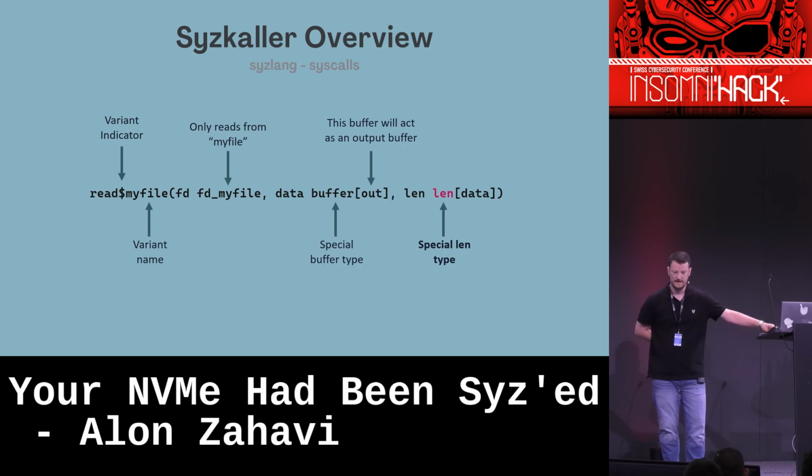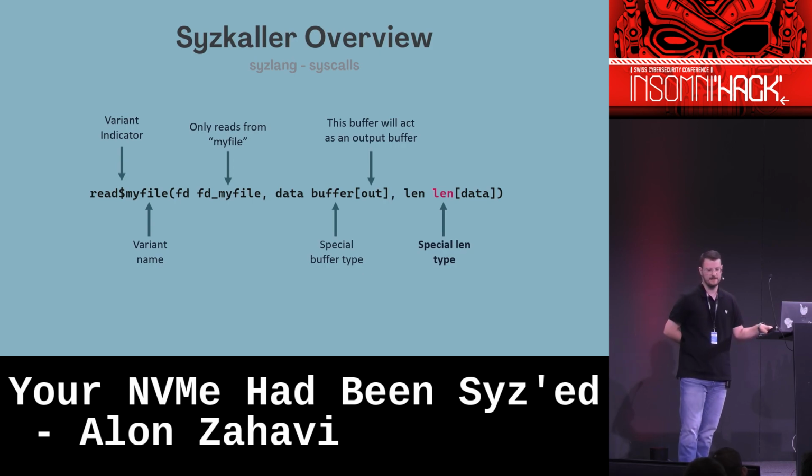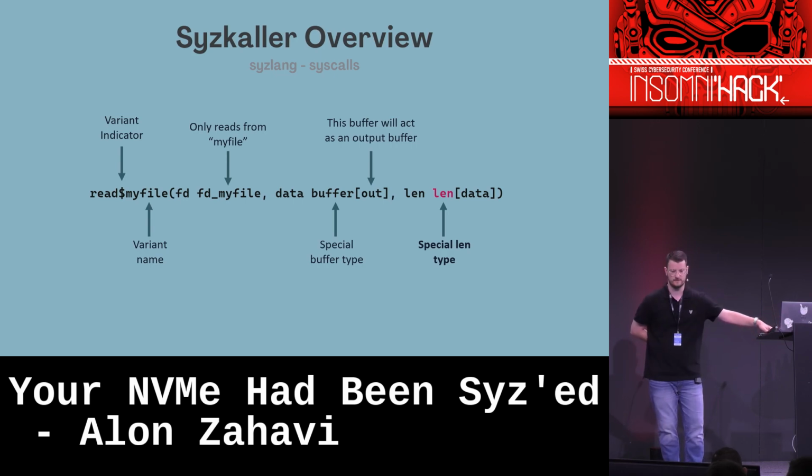And last but not least, we have the special len type that automatically calculates the length of the data parameter, which is the buffer we sent, when generating the inputs, and sends it as a parameter to the syscall.